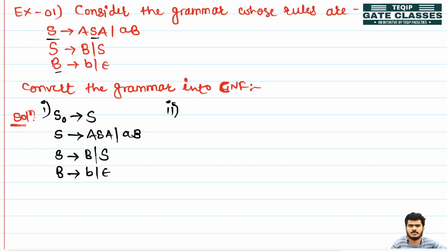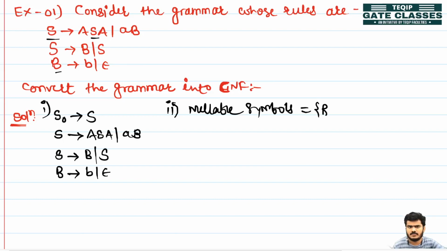B is one of them, and S is also one of them, because if I put epsilon here, then I will get a nullable symbol, as S is also nullable. So according to this grammar, our new start symbol is S naught. Okay, so we got the nullable symbols. We'll write the nullable symbols.